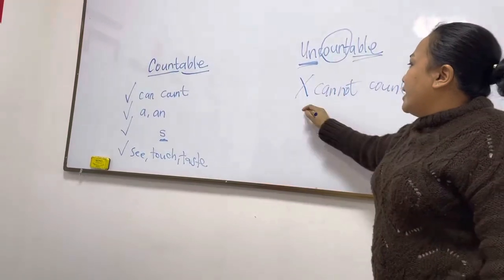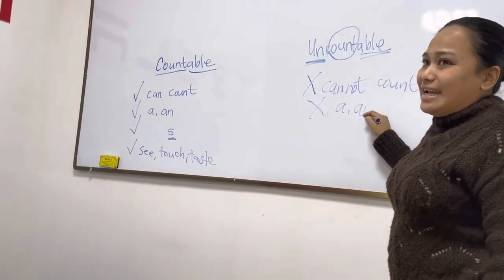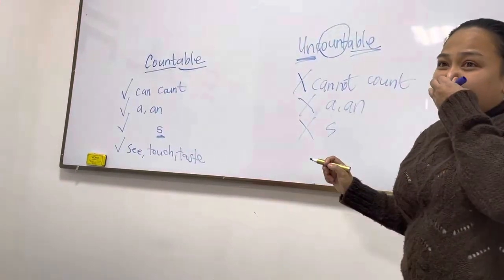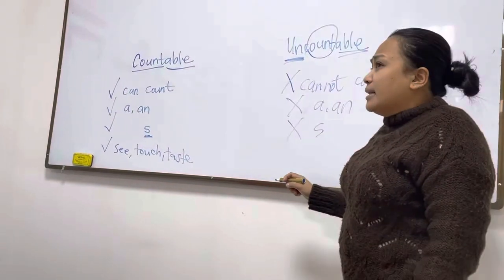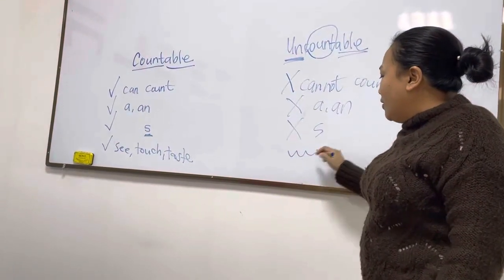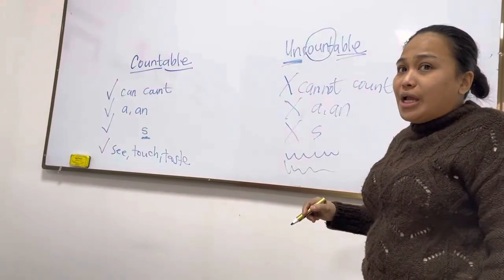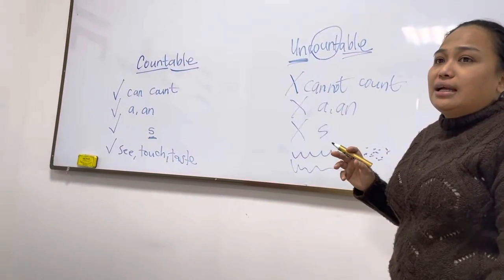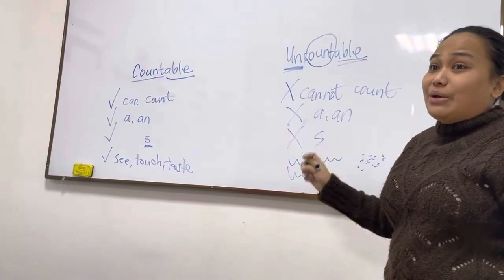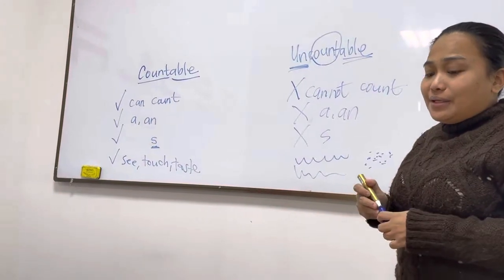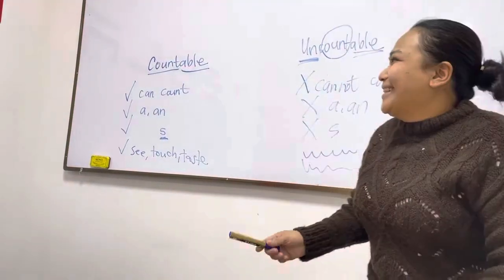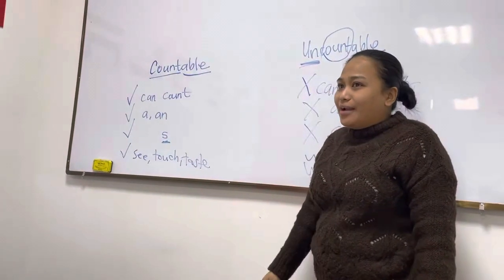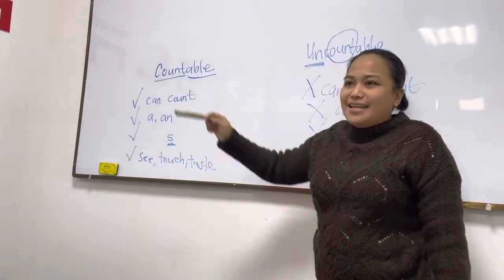Then they will not have articles A and AN. Then we cannot put an S at the end. And these are the things that are watery or liquid in form, or very small, very tiny, that you cannot count them one by one. Clear? For example, my hair. I will explain, okay? So, example, for countable, boy, boys. A boy. Boys. I can see and I can touch.